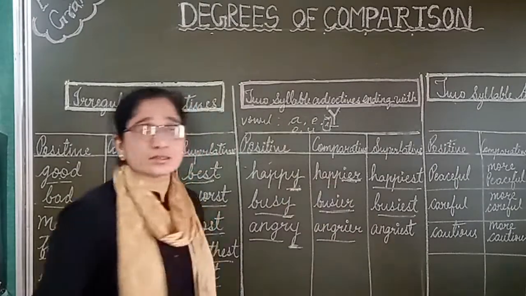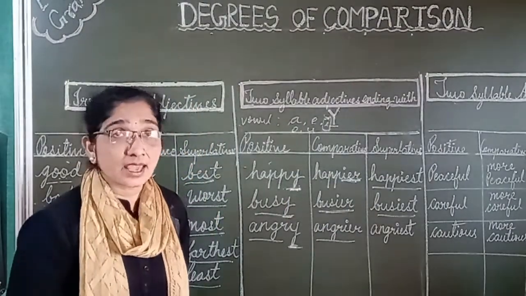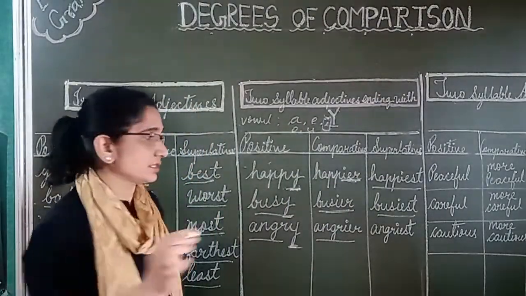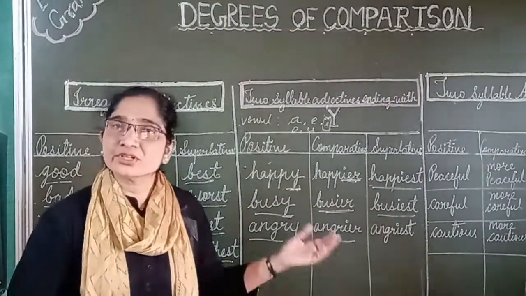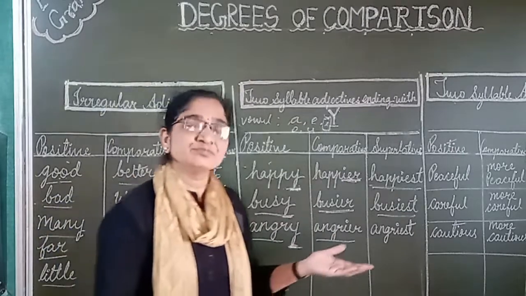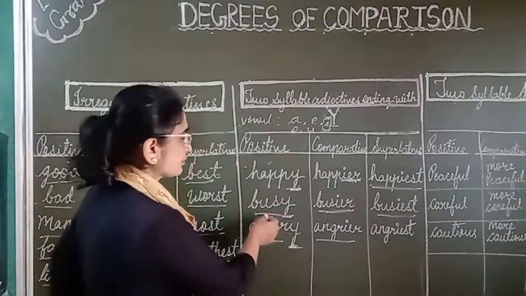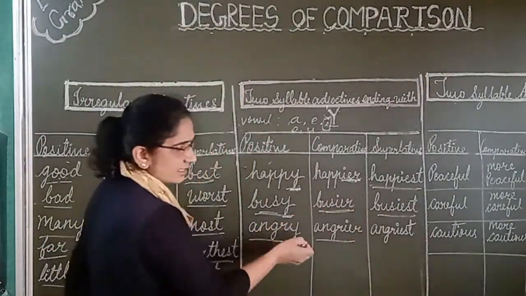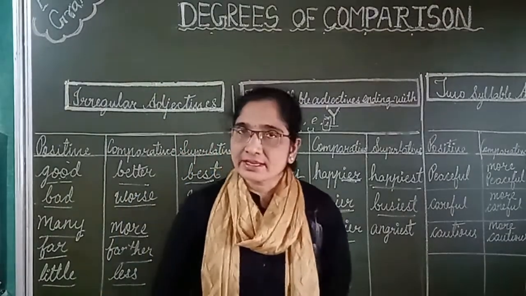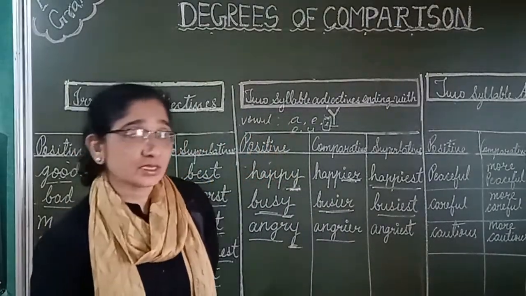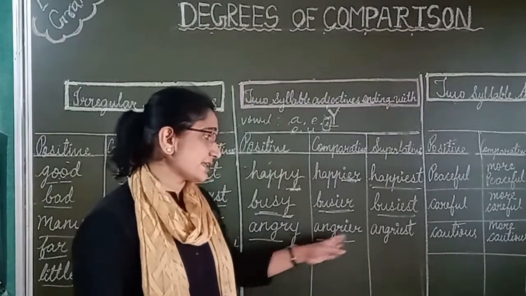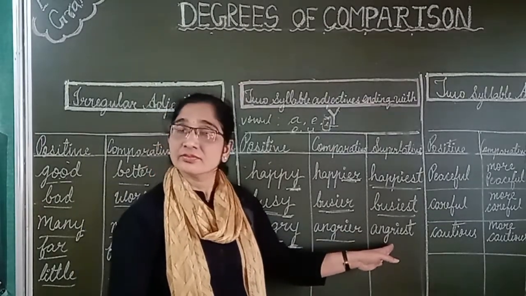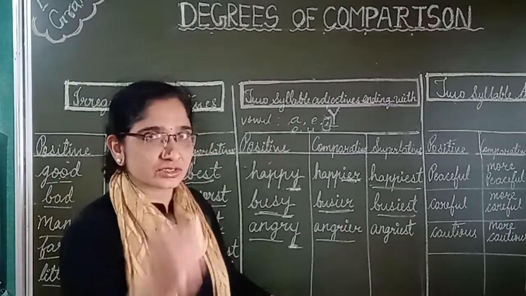I am happier than her, comparing with than. And then I am the happiest in the classroom. I am the happiest in the world also, like that. Next one, busy, busier, busiest. Angry, angrier, and angriest. You are angry. You are as angry as me. You are angrier than me. And you are the angriest of all the others.